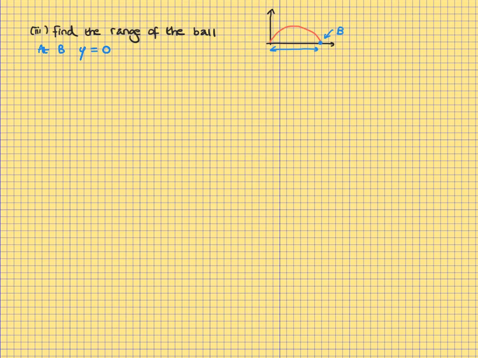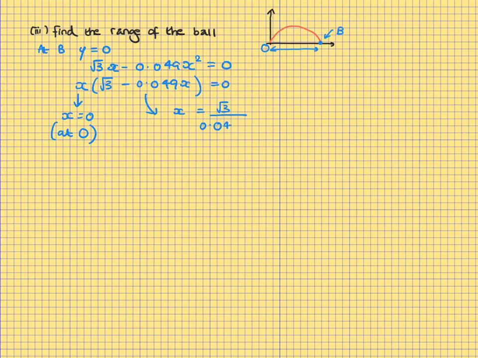So what I'm going to do is take the equation for y and replace y with 0. So root 3 x minus 0.049 x squared equals 0. We can factorise out x, so x times (root 3 minus 0.049 x) equals 0, and this then gives me x equals 0, which is when the particle is at the start of its motion and has a y-coordinate of 0, and then this part here gives me x is equal to root 3 over 0.049, which is when the particle is actually at B, and we can evaluate this.